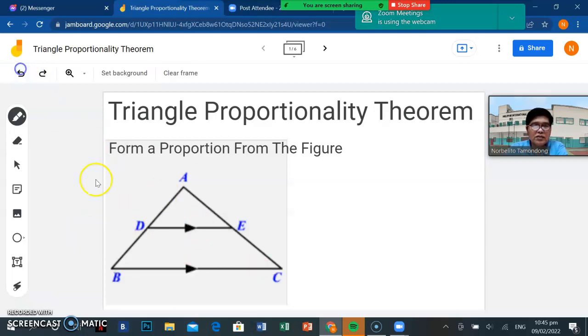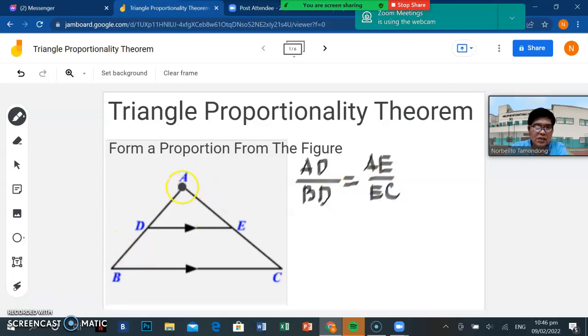So in here, you know that this arrow indicates parallel sides. So DE is parallel to BC. Using the basic proportionality theorem, you can form different proportions based from the triangle. One proportion is that AD is to DB is equal to AE is to EC.